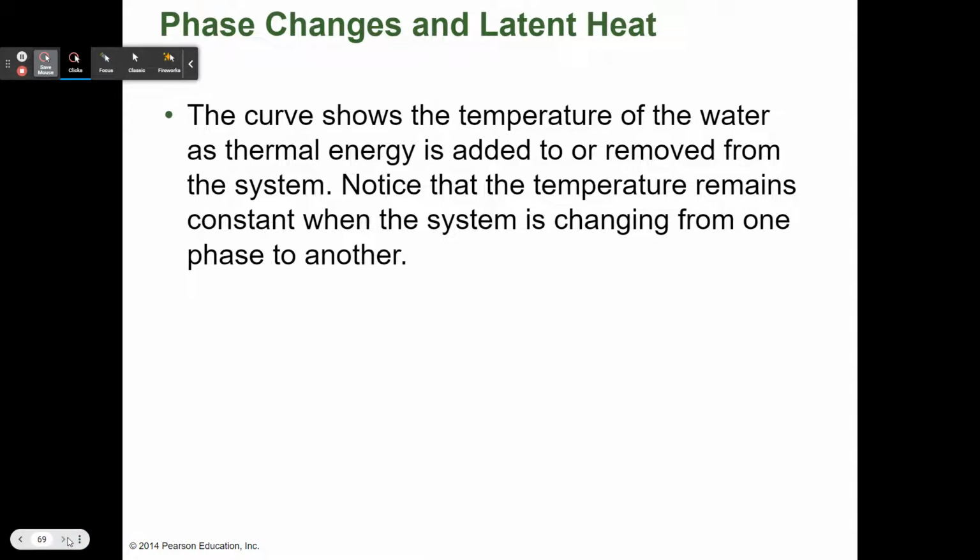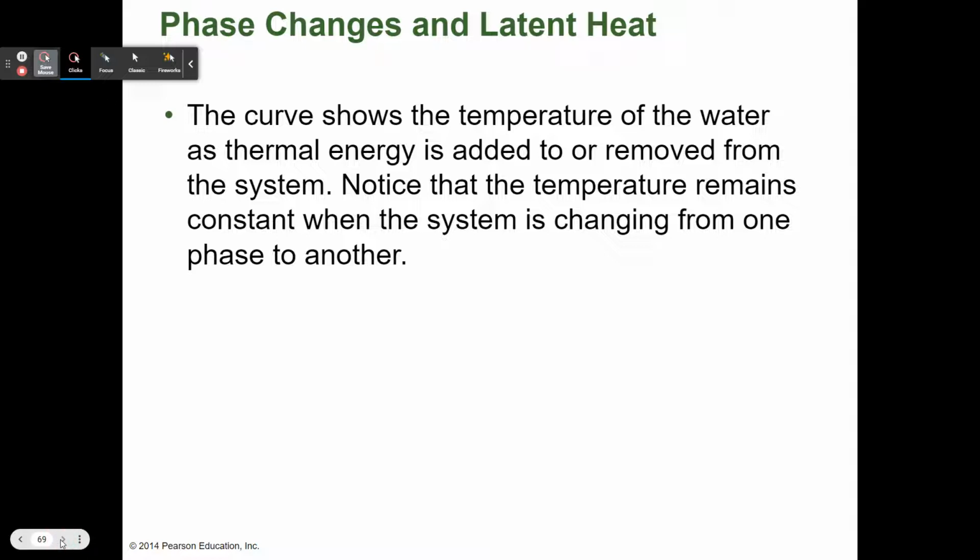The curve shows the temperature of water as thermal energy is added or removed. Notice that the temperature remains constant when the system is changing from one phase to the other. It's a flat line. So whenever you see that flat line, that lets you know you either have freezing/melting or you have boiling/condensation.